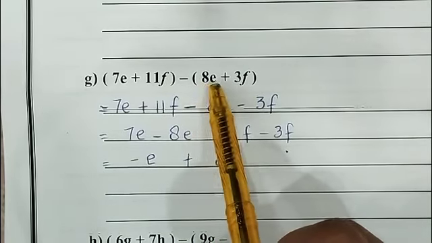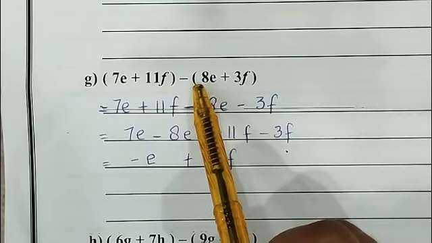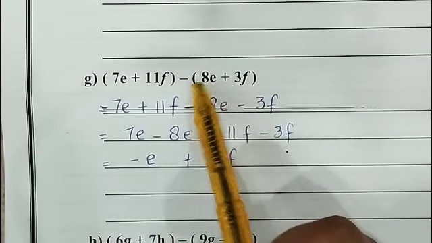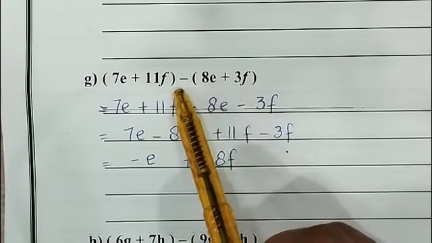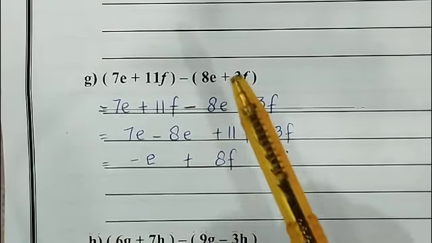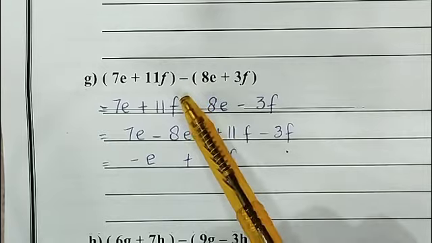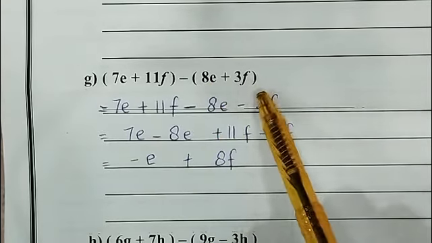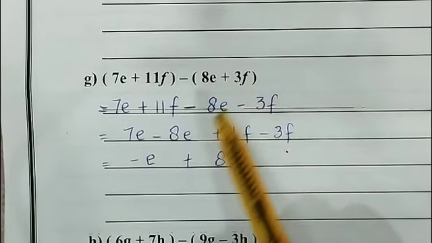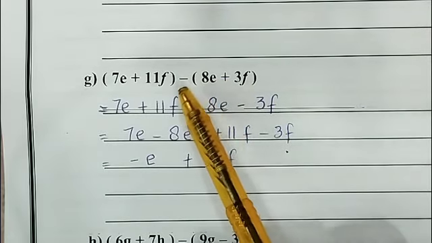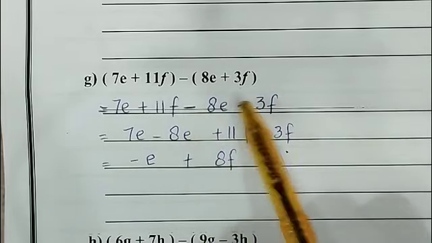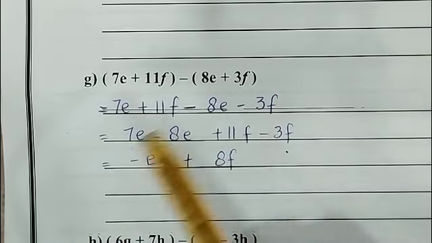So 8e does not have any sign, so you are going to write minus 8e, and with this plus sign you are going to multiply. Minus plus is minus, so minus 3f. Remember that when you multiply a negative sign with any sign, the sign changes, and when you multiply a plus sign with any sign, the sign does not change. So when you multiply minus with plus, it will change to minus, so minus 8e and minus 3f.